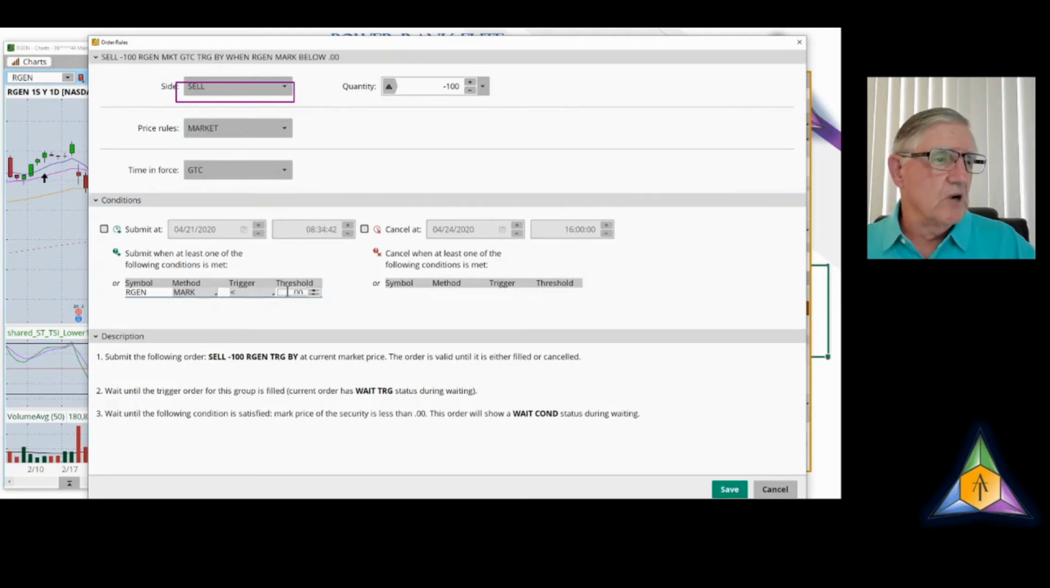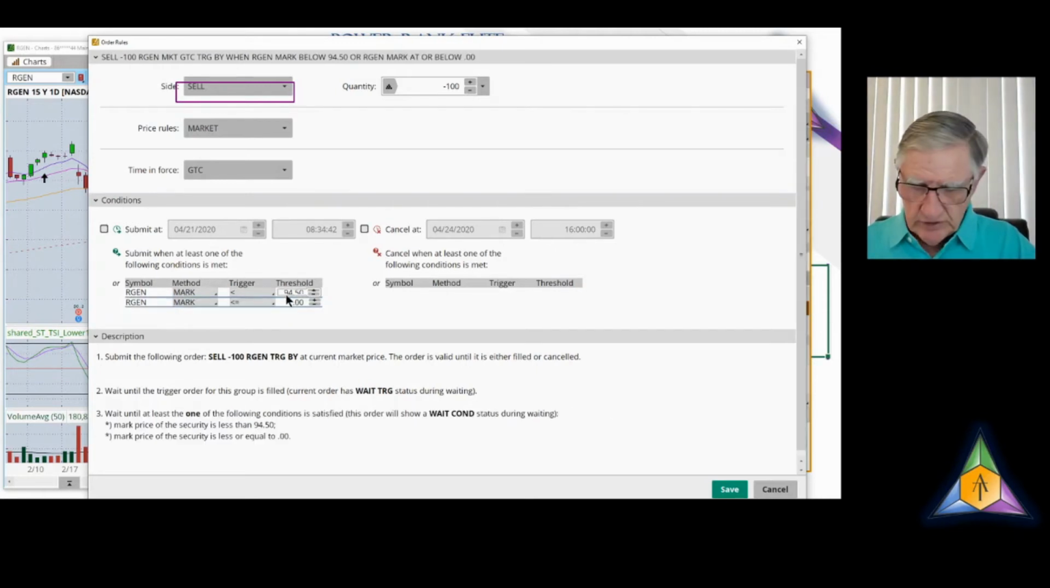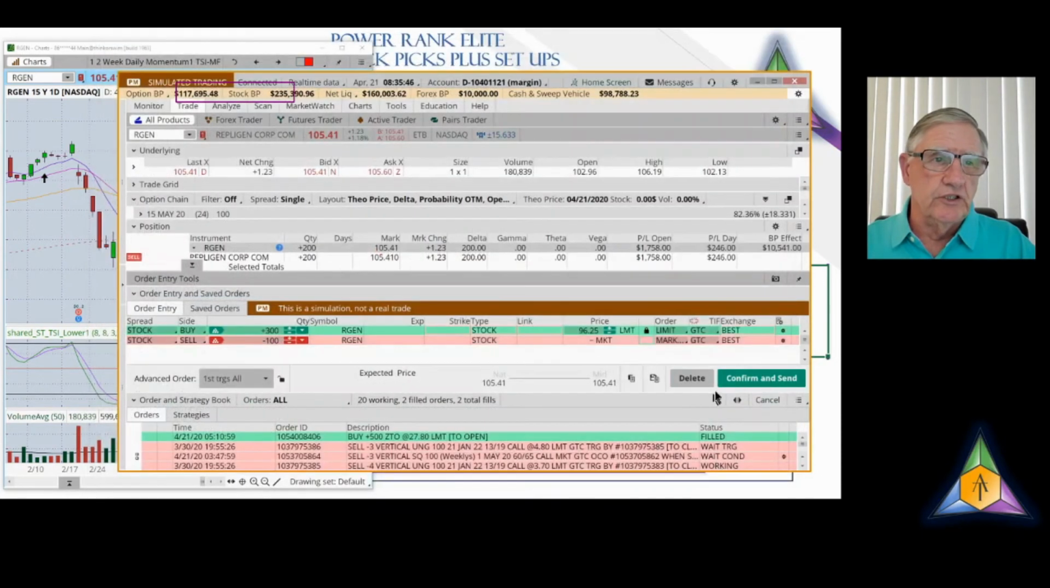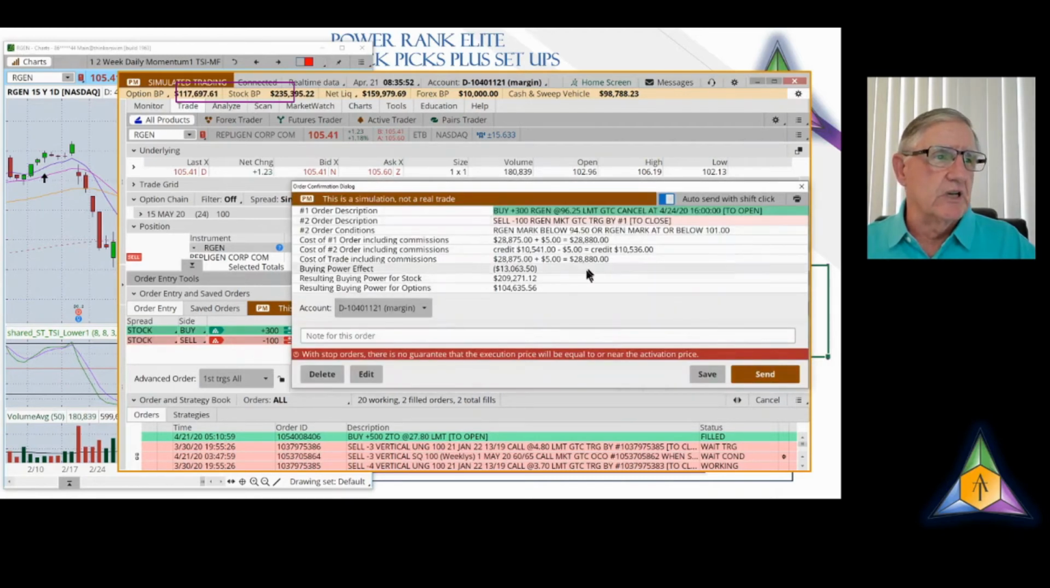I'll throw in here, if it drops below 94.50, I can always change that if I find that I have not written that down correctly. No, I'm sorry. It was 95.75 was actually, no. Yeah, 94.50 was my stop loss. And my first profit target was $101. So I put that in place. Now that's good to go. I can now look at this and say, okay, what's this going to do? I confirm to send, but I'm not going to send it because I'm already open to a position on this.